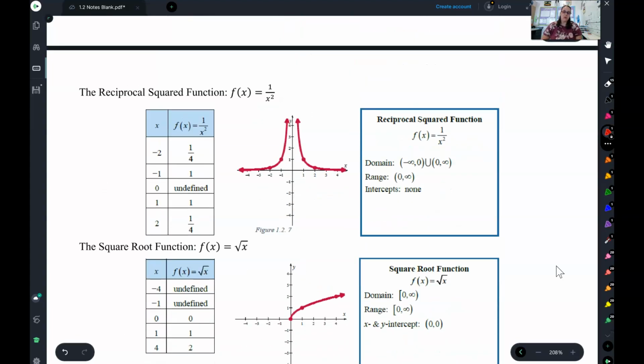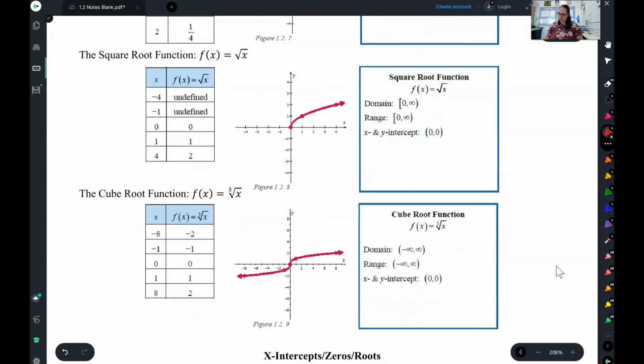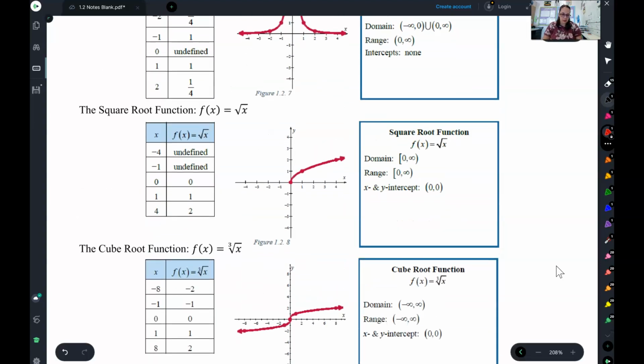We have the reciprocal squared function. Now remember, squaring negative numbers makes them positive, so you notice this looks like the reciprocal function just flipped up because it's making the negative part positive by squaring it. So there's that one.